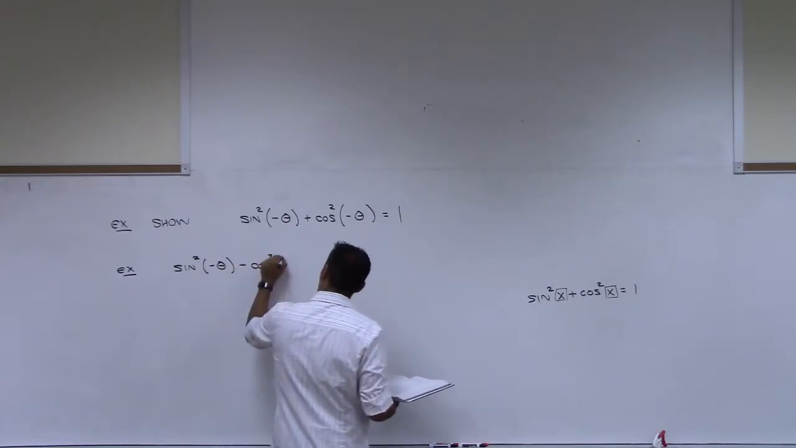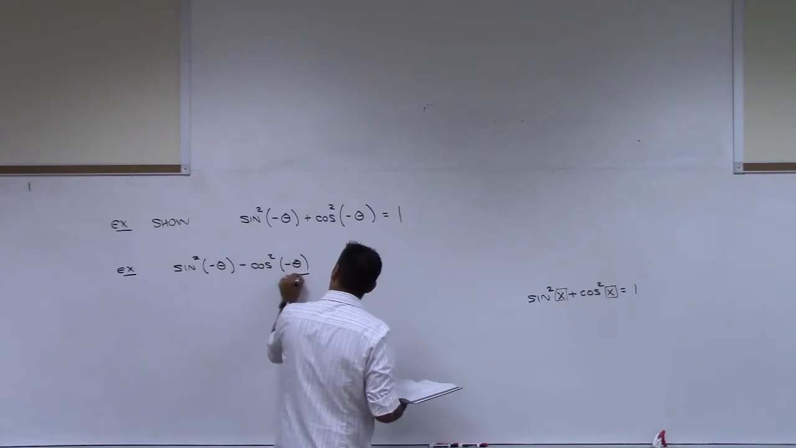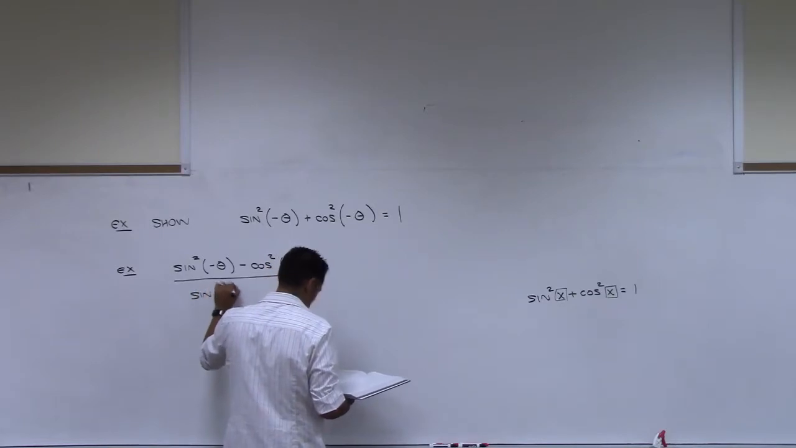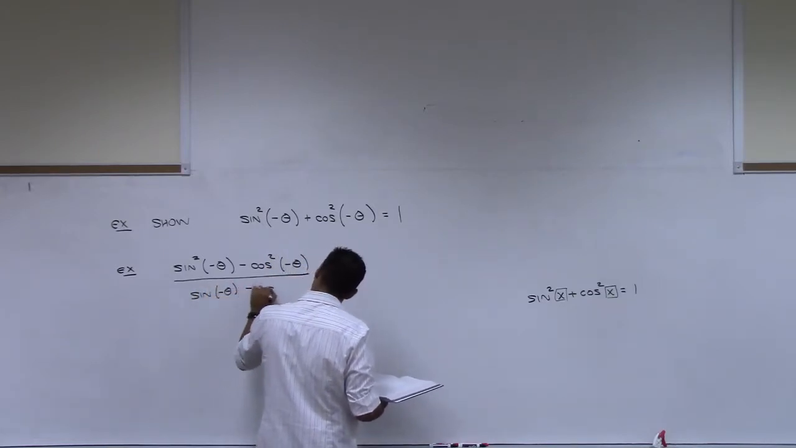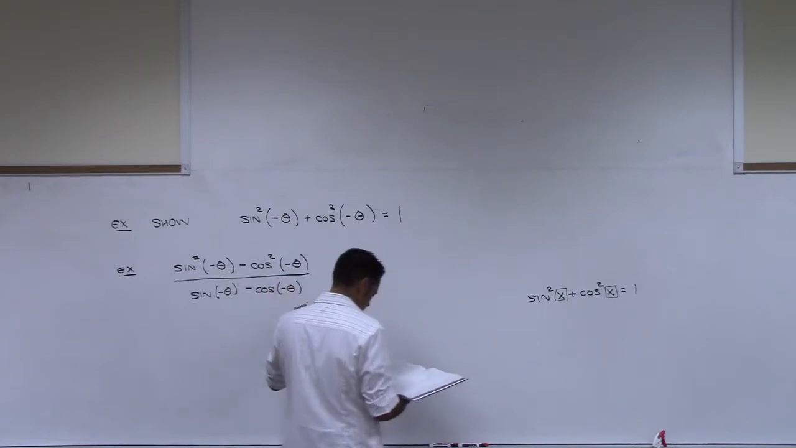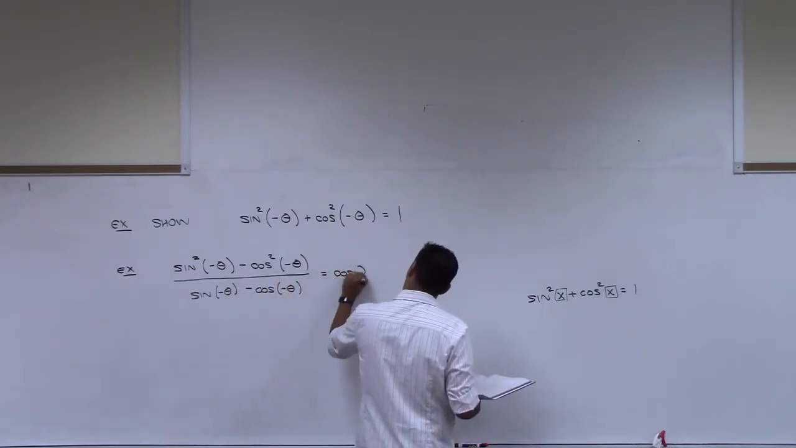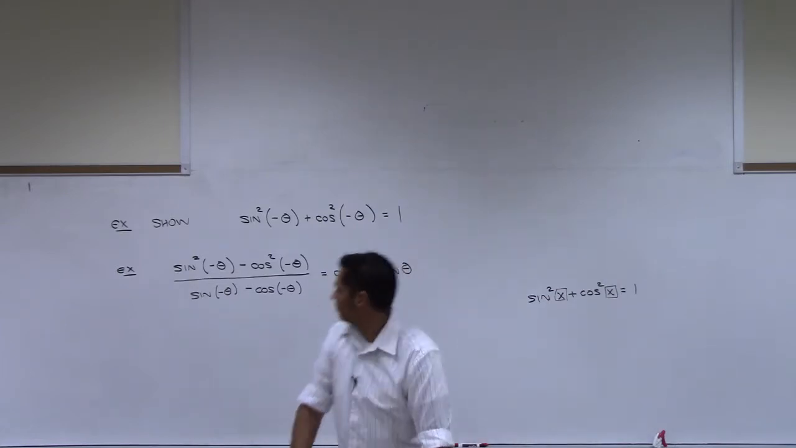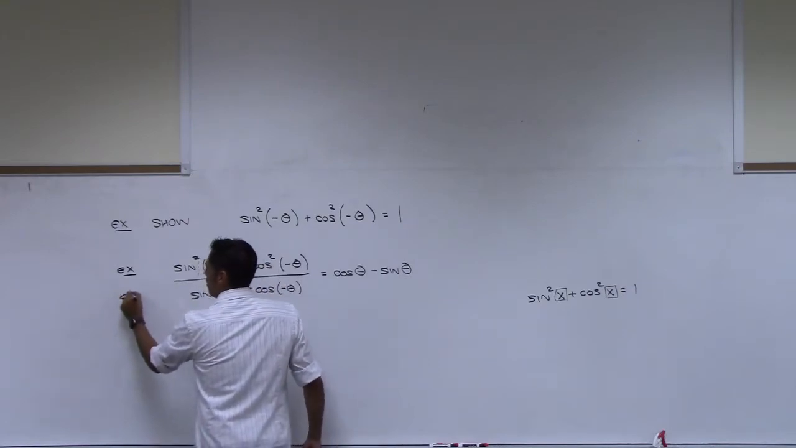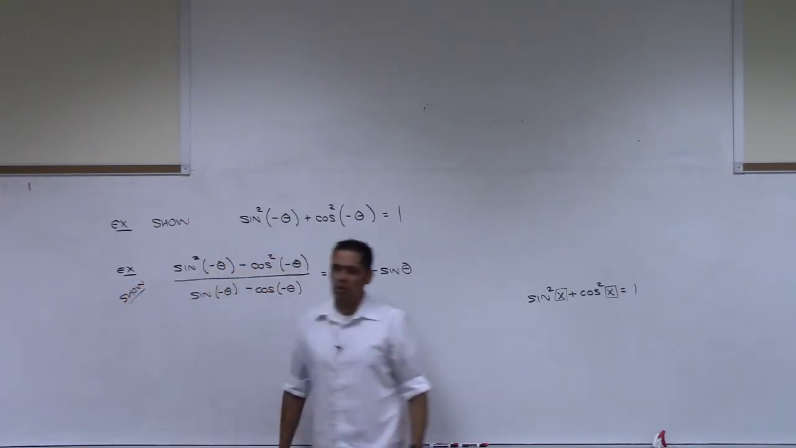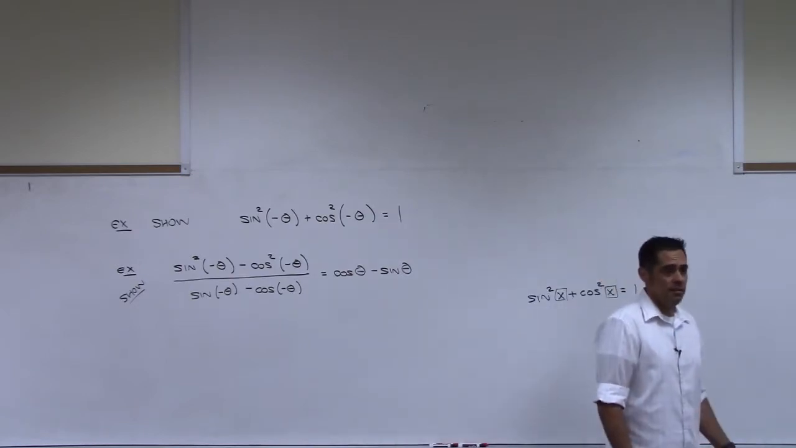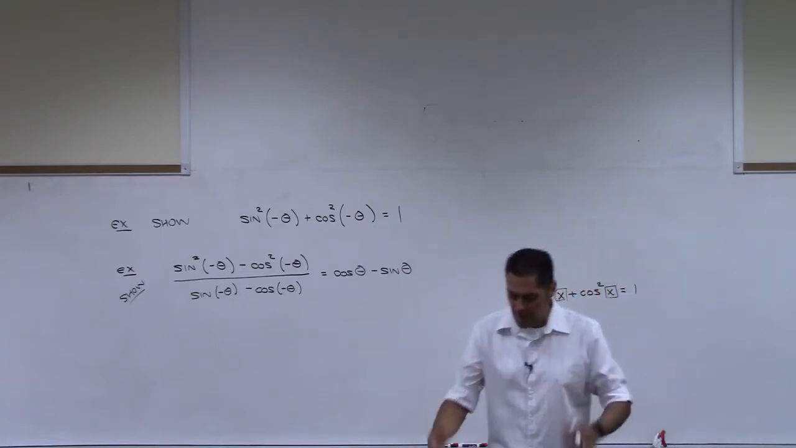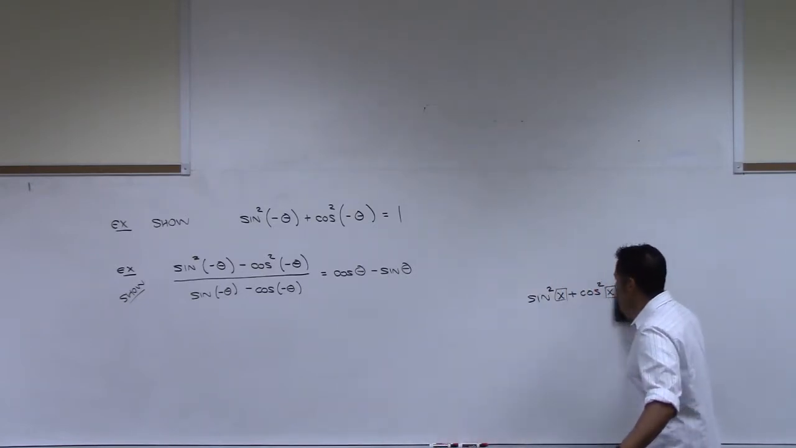Okay, this one's a little more interesting. Show that that's true. Sorry, the book uses different words. Instead of writing show, they put establish the identity. That's the instruction you'll see for your homework. Establish the identity.